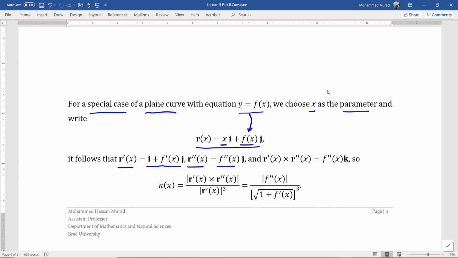Now if we calculate the cross product of the vectors r prime with r double prime, we get this vector f double prime of x times k. So the formula of the curvature becomes this expression. So this is the formula for calculating the curvature at a point x to a plane curve given by the equation y equals f of x.